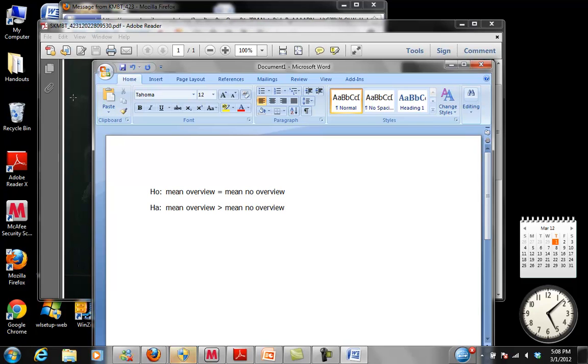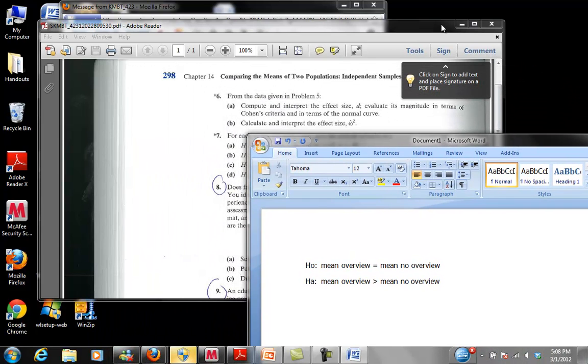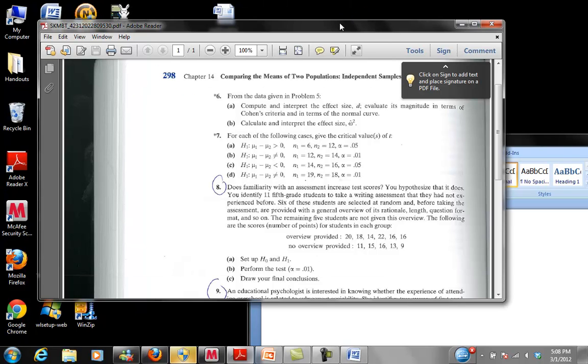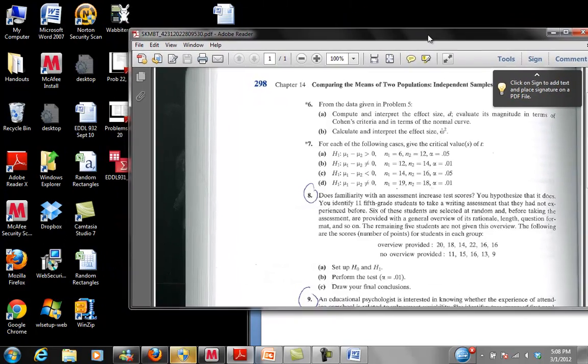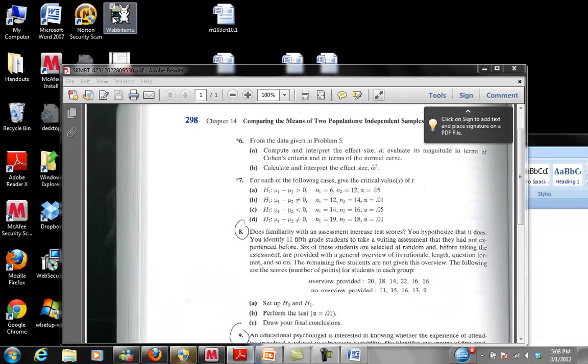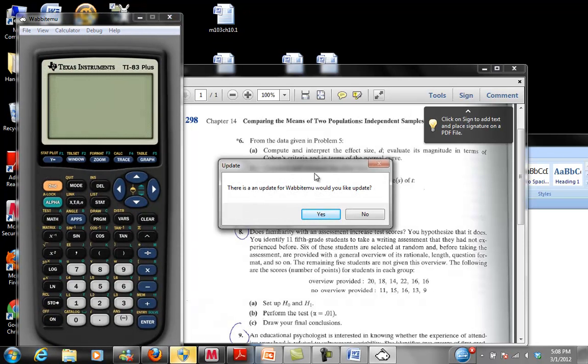The next thing we want to do in hypothesis testing is compute a test statistic. So remember, we want to do that using technology. So I'm going to move this, close that, and try to access my calculator. Once I get my calculator going, I'm going to put the data into my calculator.